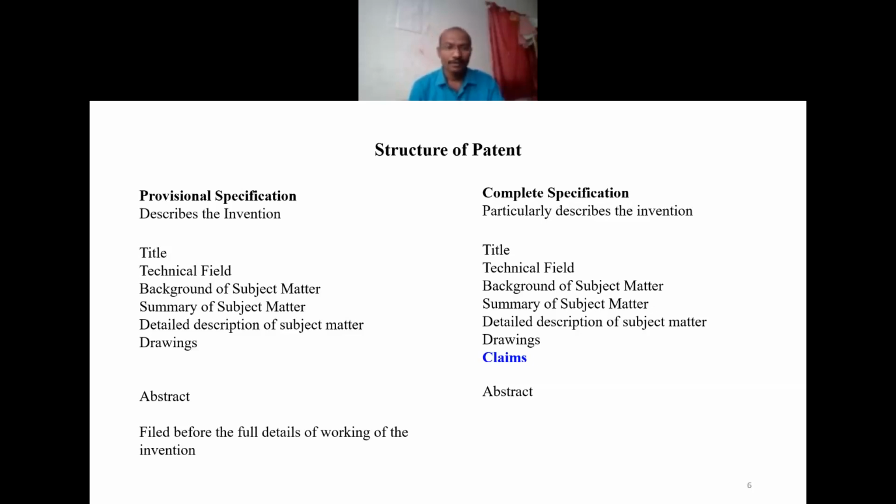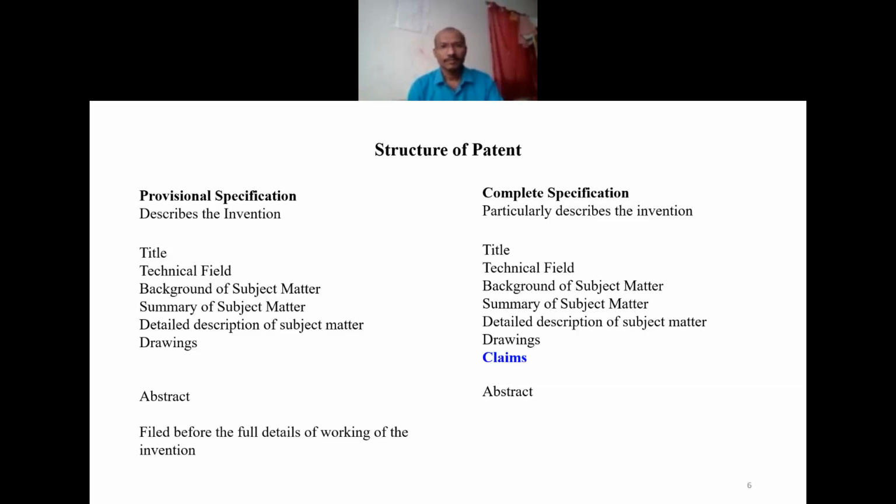So if you have some idea which can be workable, but you don't have full details of working of the invention, then you can go for filing a provisional specification. And then within a period of 12 months, you can fully work on the invention and file a complete specification within 12 months from the date of filing of the provisional specification. So that is a privilege given by the Patent Act to the inventors or to the patentees.